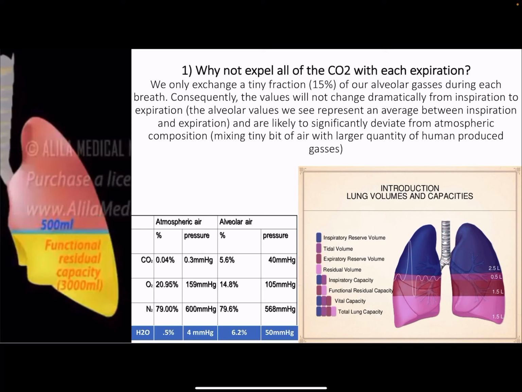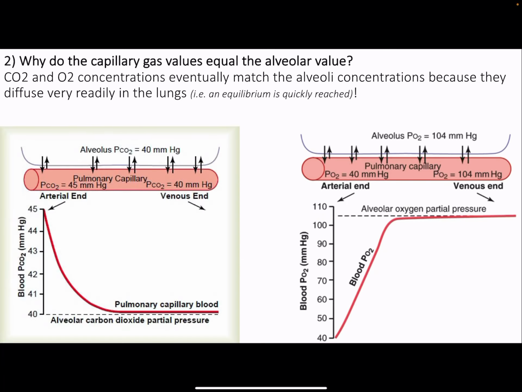Well, the reason we don't expel all of the CO2 is that you've got to remember, this is a tidal volume breath, right? You can fit 5 or 6 liters of gas in your lungs. You're only taking a normal 500 in, 500 out, unless you're taking a super deep breath in or super deep breath out. So that's 15%. This 15% is going to mean that we're not going to drop all of our CO2. We're going to drop a small value.